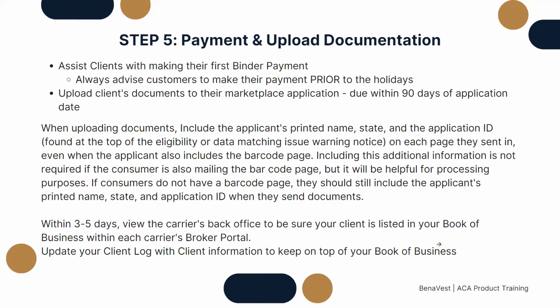When uploading documents, include the applicant's printed name, their state, and application ID. The application ID number, the FFM ID number, is inside the marketplace application. You can also see that in the enrollment platform. Make sure to include that on each page that they send in. So if they give you, let's say, their W-2, you're going to want to put, and I always do it in pencil so I can erase it, the application number on the top of that, and then always put the primary person's name on that, and then the state that they're in.